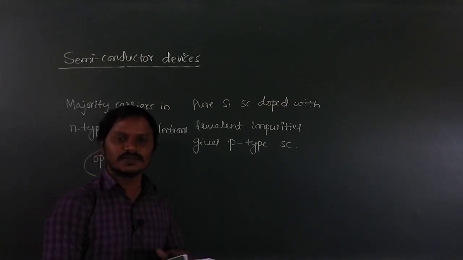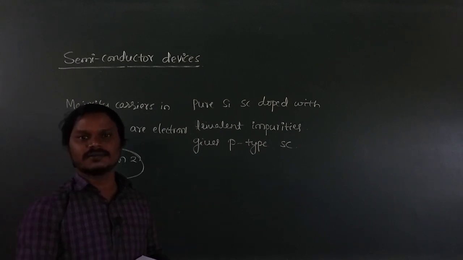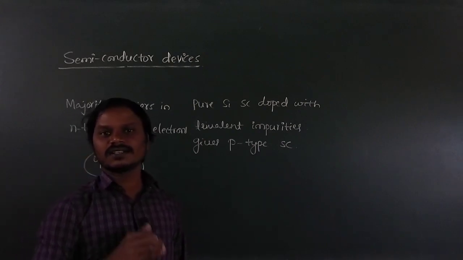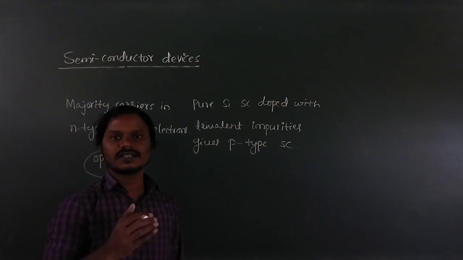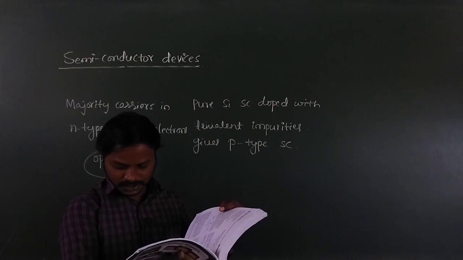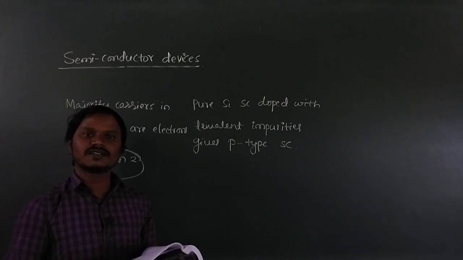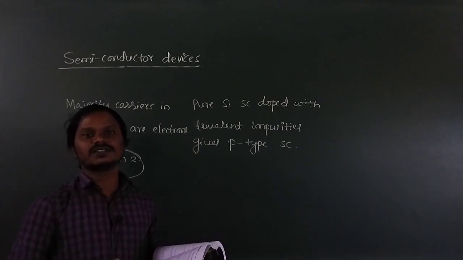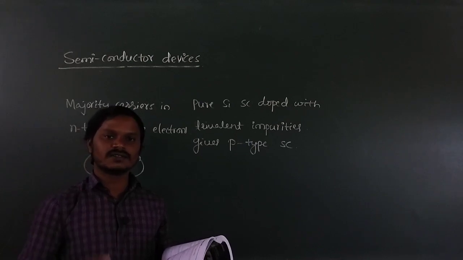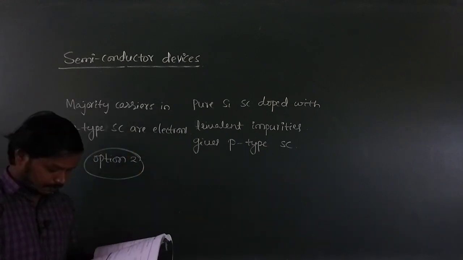What about the third statement? Minority carriers in a p-type semiconductor are electrons. Then it is correct, because majority carriers in a p-type semiconductor are holes and minority carriers are electrons. Then the last statement: the resistance of an intrinsic semiconductor decreases with increase of temperature. This is also correct, because as the temperature increases, resistance decreases. Here the second statement is false, hence option 2 is correct.